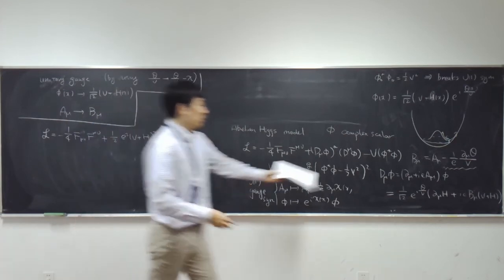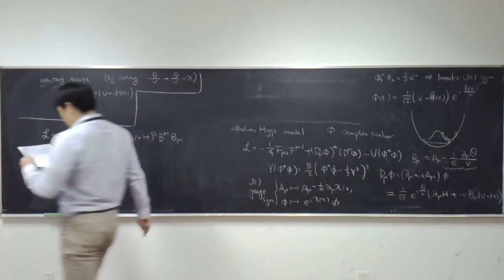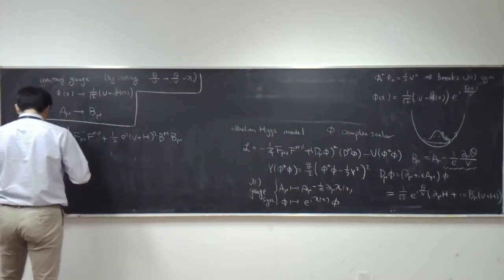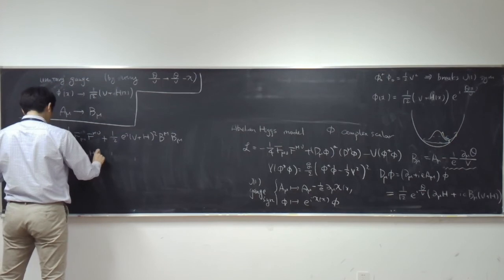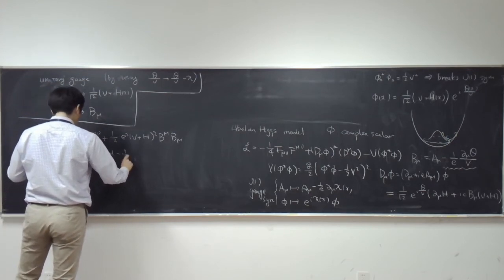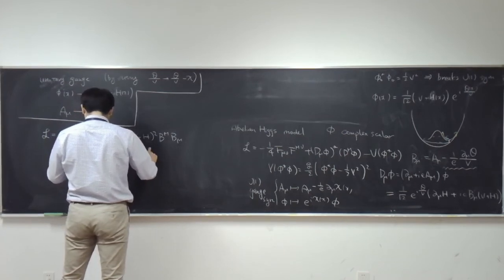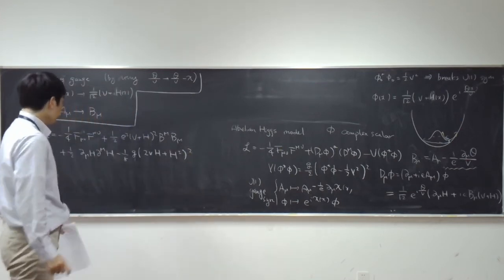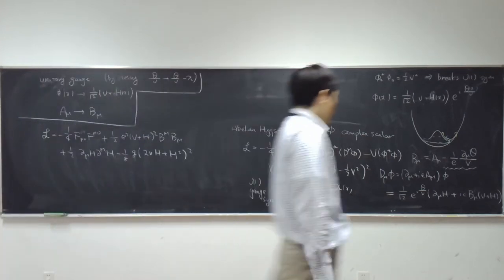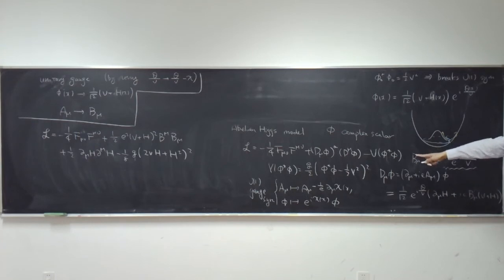So just plug this one into here and calculate. And then this theta will disappear. Plus 1 half partial mu H partial mu H minus 1 over 8. So you just do this calculation, that's it. It's not that difficult. Okay, so plug this one into here, and do all the calculation written here, and you get this.